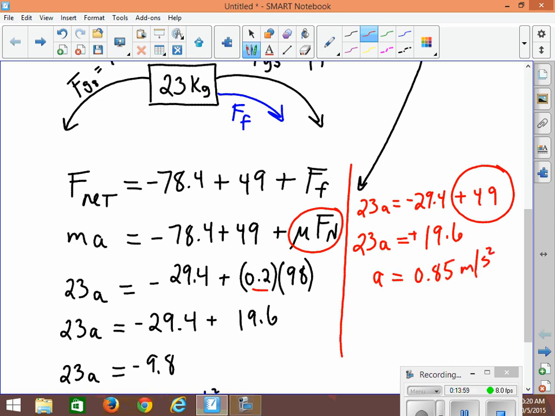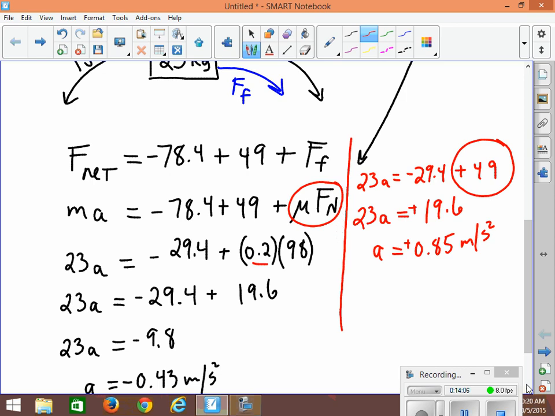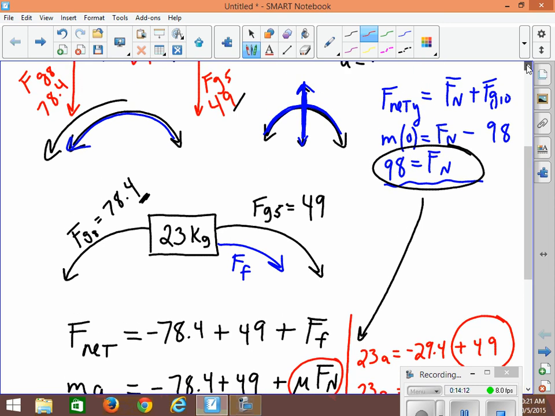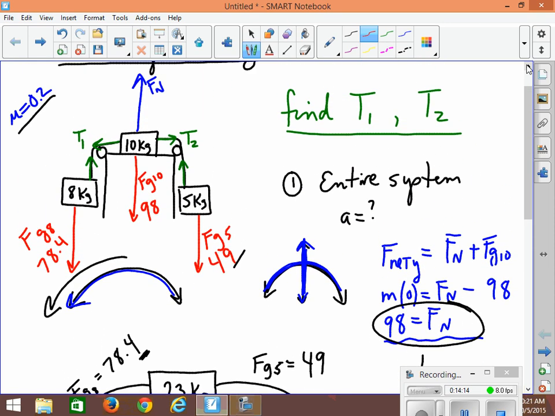Now, look very closely, but this is positive, and this original answer over here was negative. We said that the answer had to be negative because the block has to slide sort of counterclockwise. Look at the original picture. Our answer of positive with that higher friction tells us that somehow it's going this way. But that's impossible because the 8 kilogram block has more weight than the 5 kilogram block.